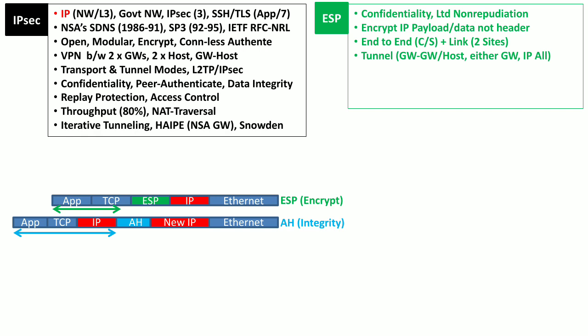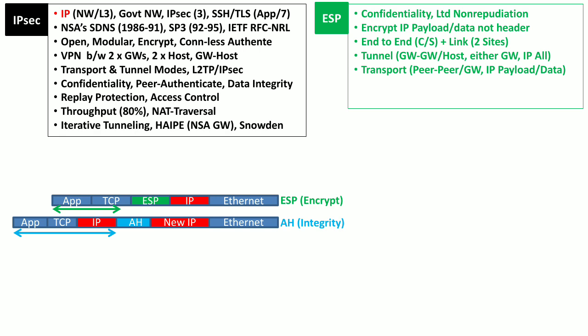So ESP can be used in tunnel mode, or it can be used in transport mode. Once ESP is used in tunnel mode, it is used between two gateways, or between a gateway and a host. So either side should be a gateway. In tunnel mode, it encrypts all the data, that is the IP header and all the data above it. But once it is used in transport mode, it only encrypts the IP payload, not the IP header.